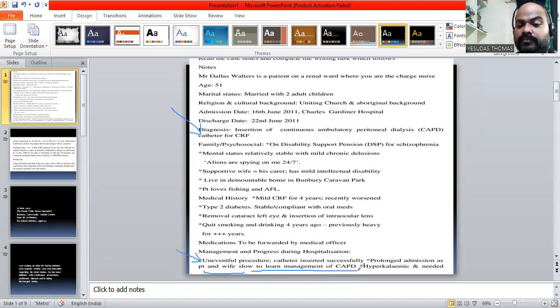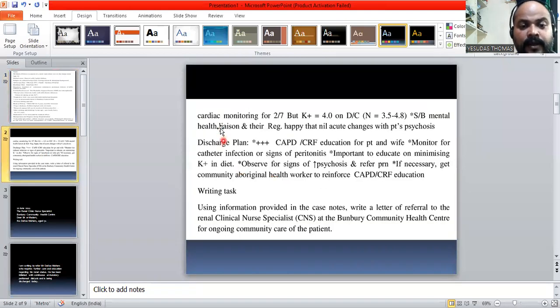Now, he was hyperkalemic. That's another thing. Let's go with the next slide. He was hyperkalemic, and his potassium level was a little bit high. Now, this is what the discharge plan is.